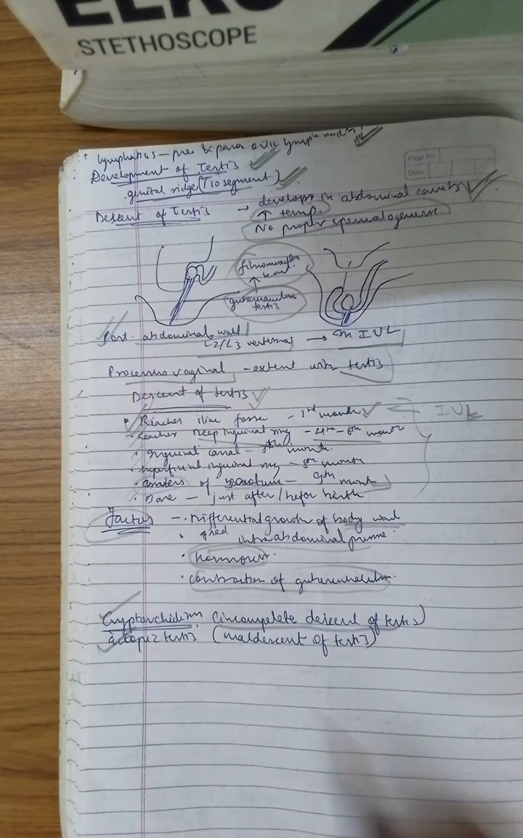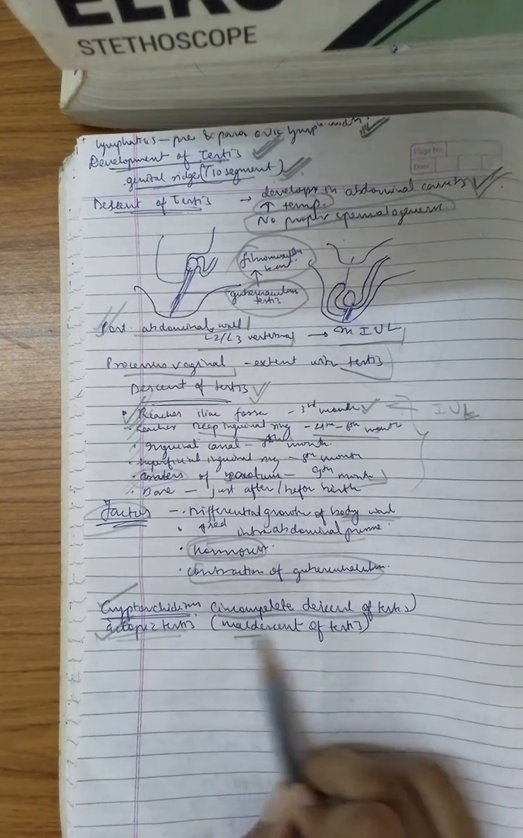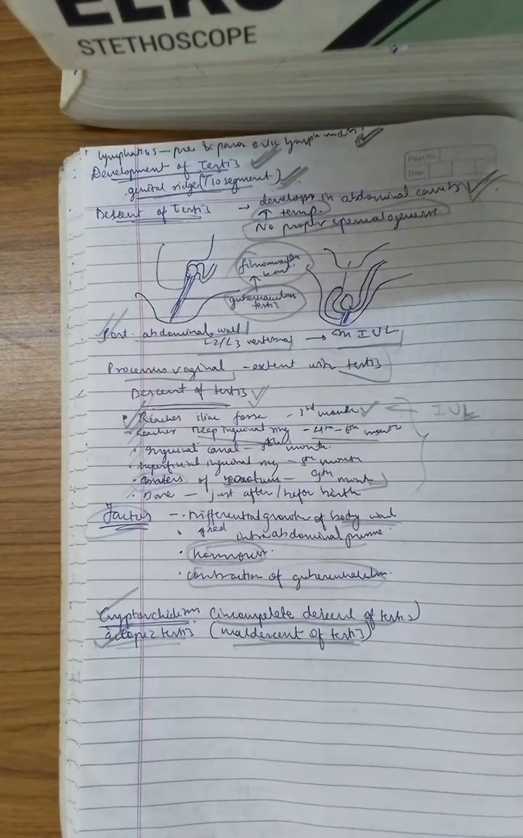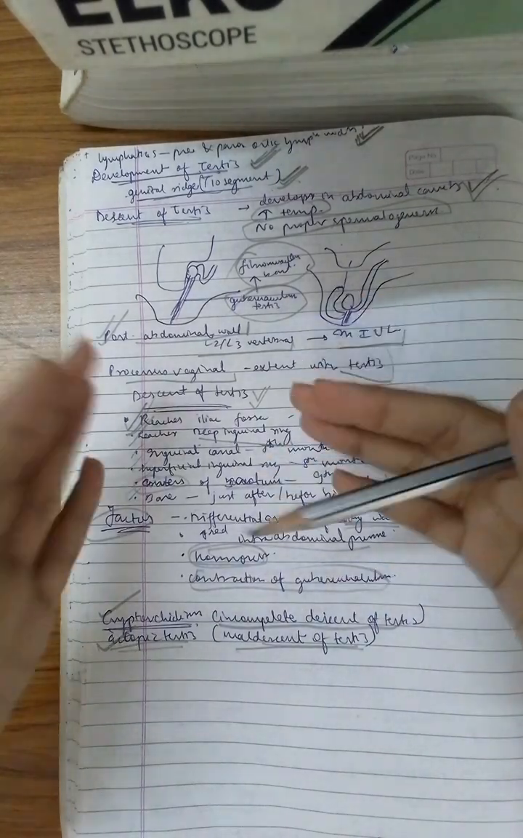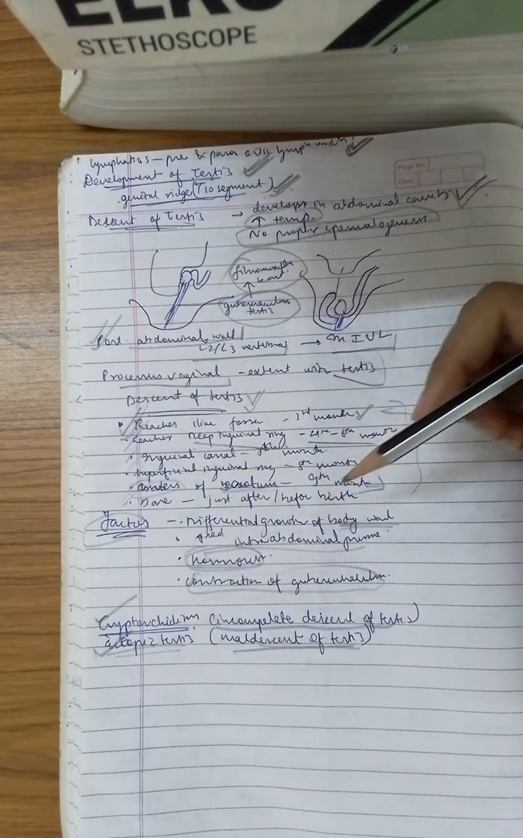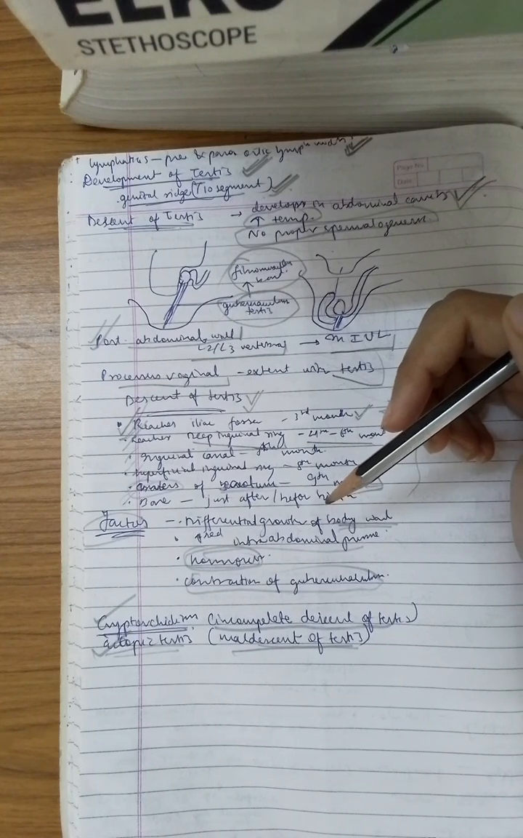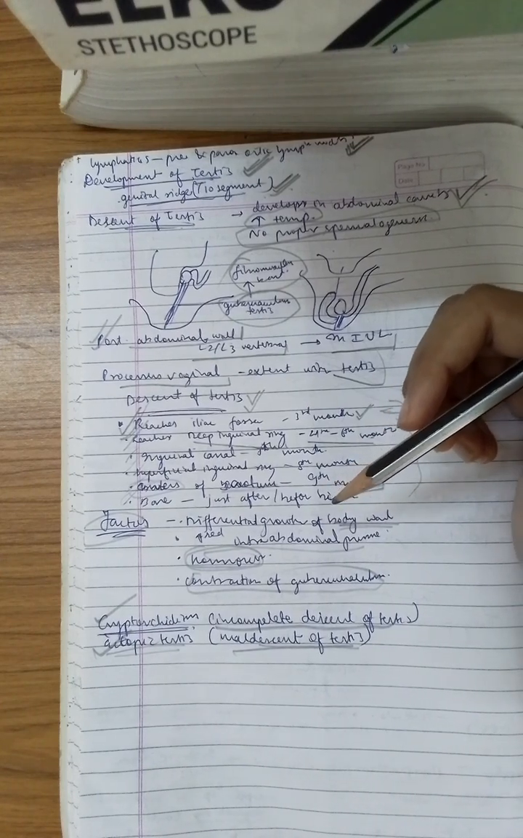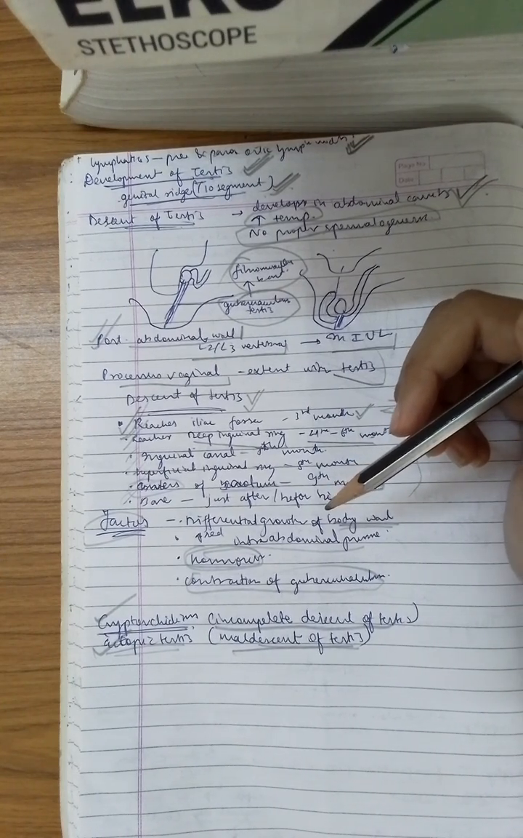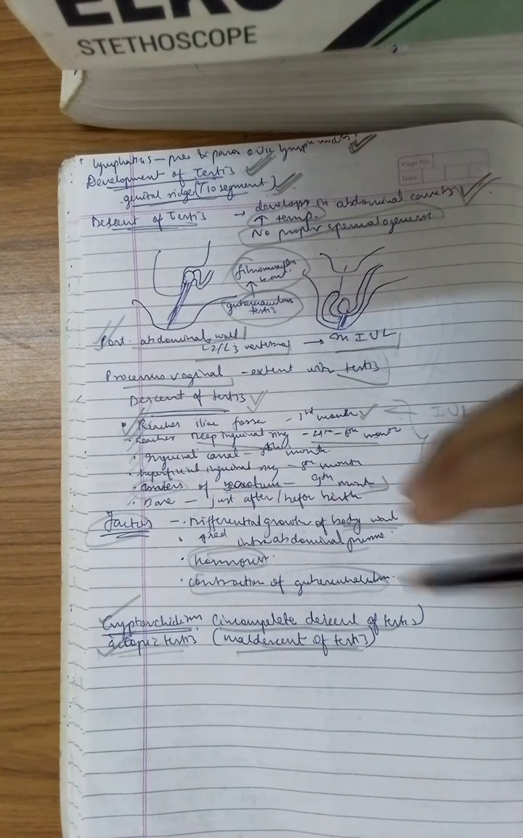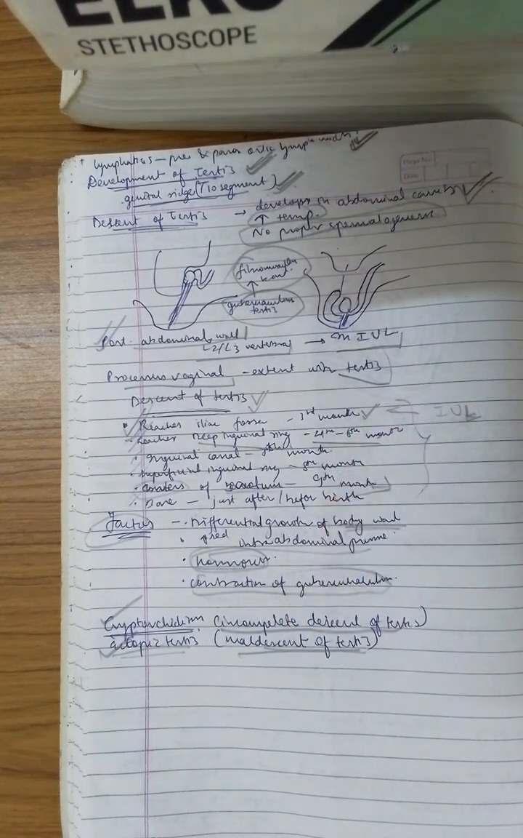And then ectopic testis: this is maldescent of the testis, that is, it has descended to some other region. It can descend to the thigh region, or the perineal region, or to the abdominal region somewhere else. So that is ectopic testis.